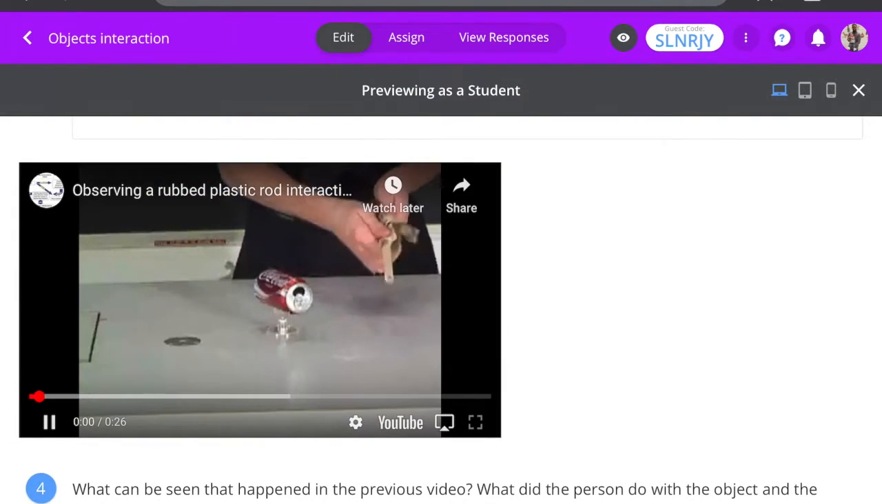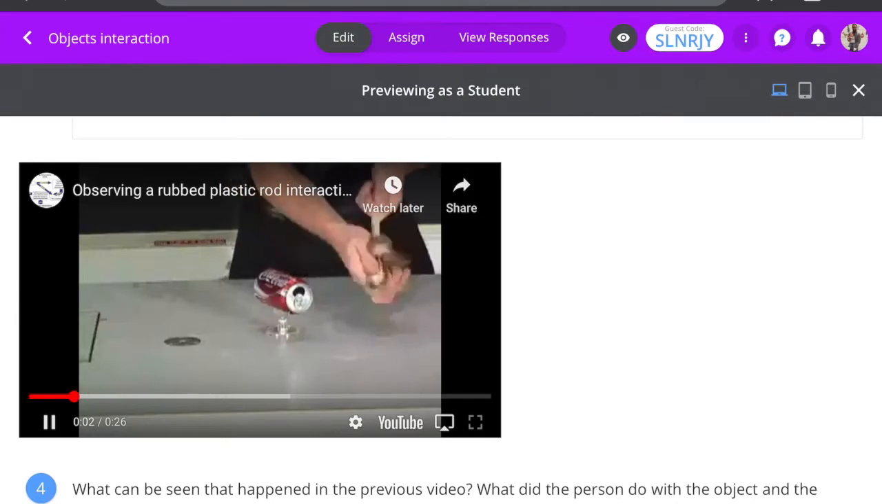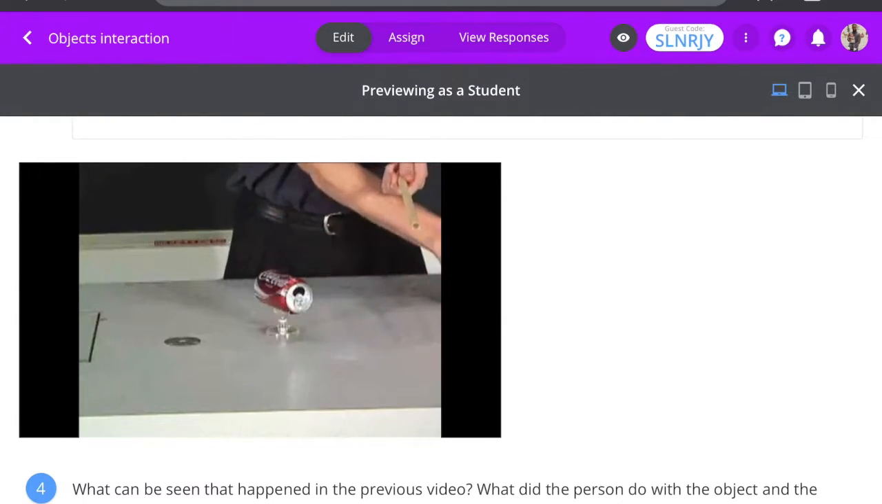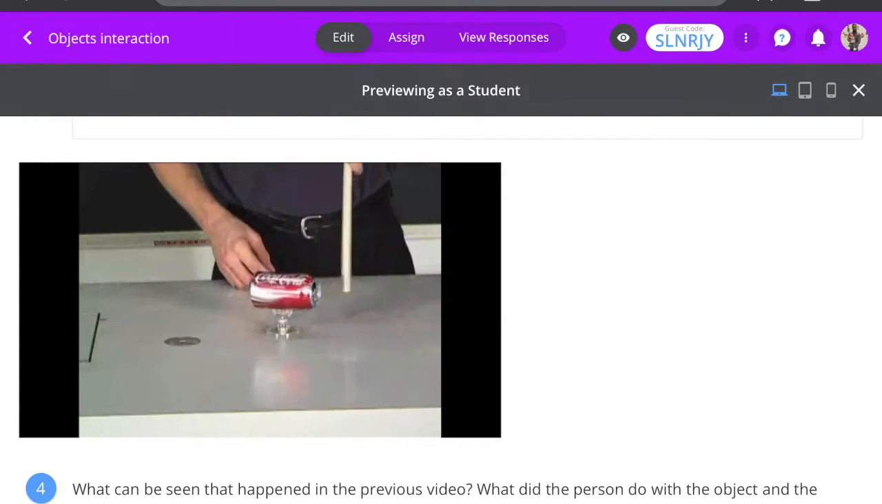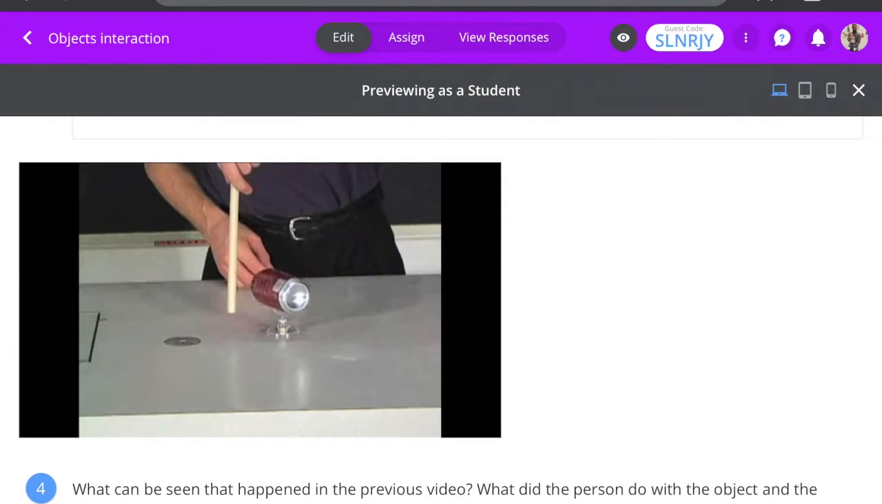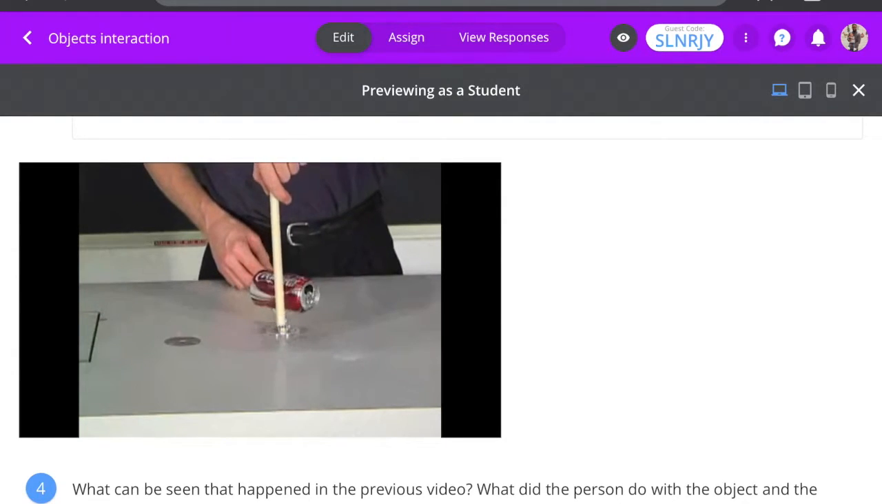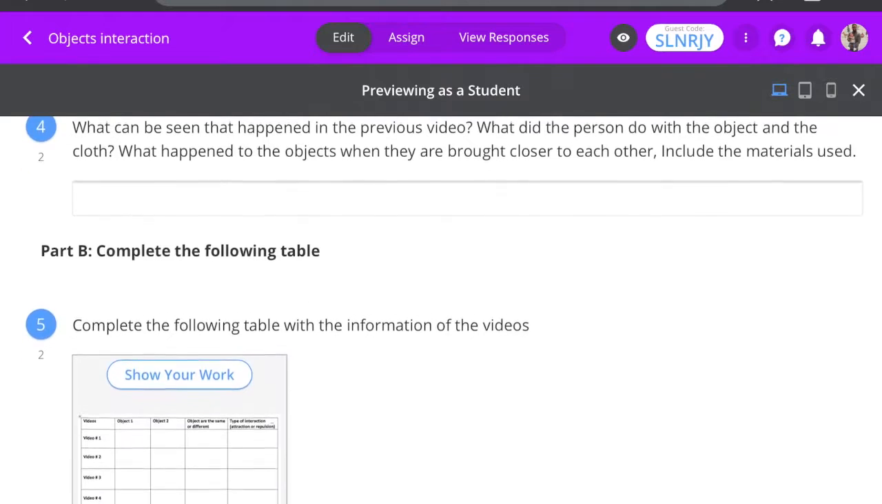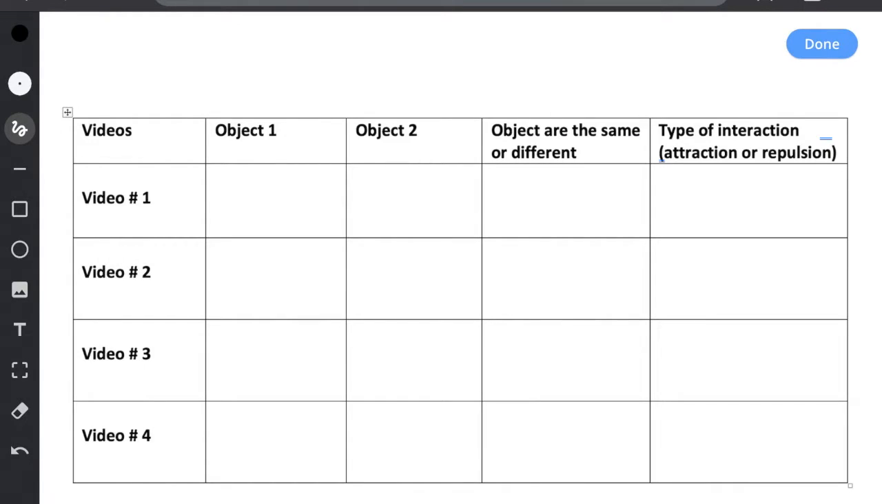And in the last one, we have plastic and we have aluminum. They both are being rubbed. And if you see, also like the last video, they want to move toward each other. They want to be close. And this is what we can see in this video. That was the last one. Then you're supposed to go right here and finish this table, okay?